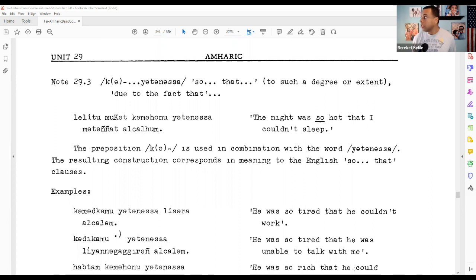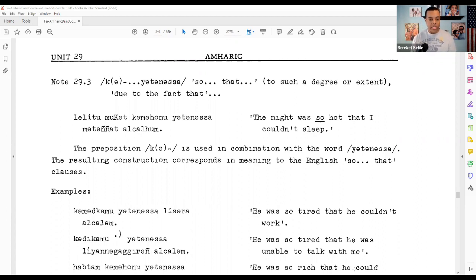And finally, we finish with Note 29.3. We're looking at this construction with the prefix ka and then the verb yatanasa. And I'll read the example here. Leilutu mukat kamahonu yatanasa matanyat al chalhum. The night was so hot that I couldn't sleep.